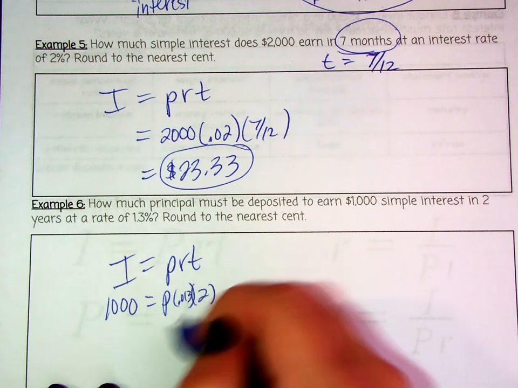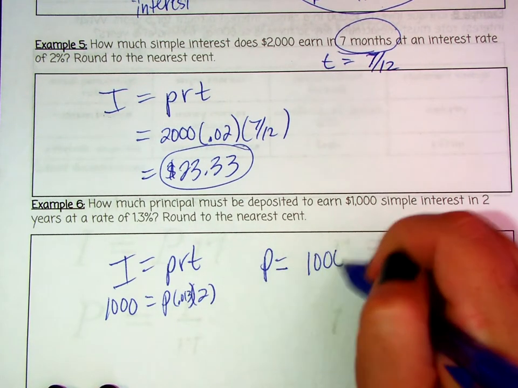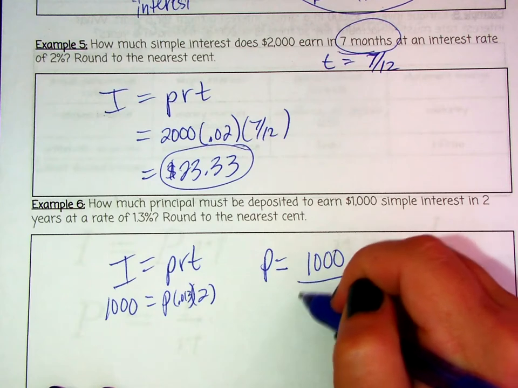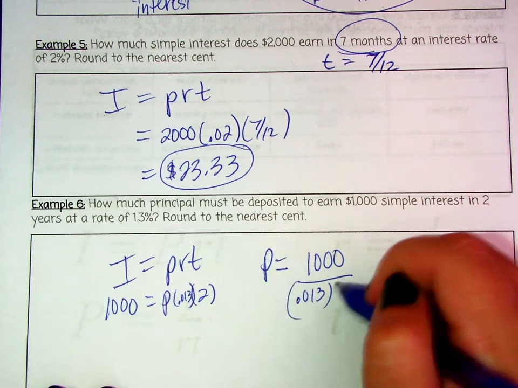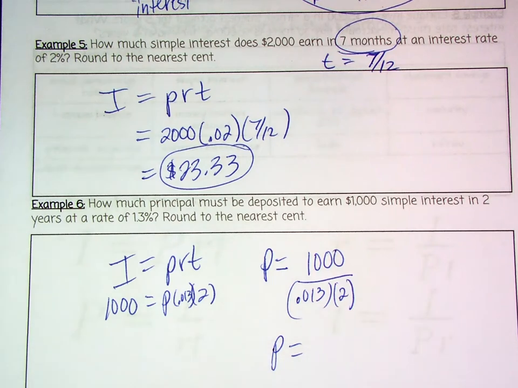Instead of dividing by these things here, just go ahead and start with P equals the interest divided by the rate times the time. And that will give you your answer straight away. So these formulas we've already manipulated for you can save you time. So 1,000 in my calculator divided by parentheses 0.013 times 2.